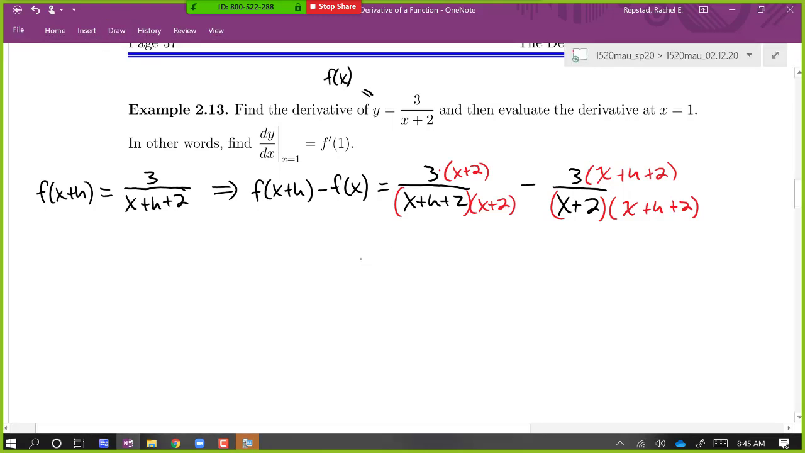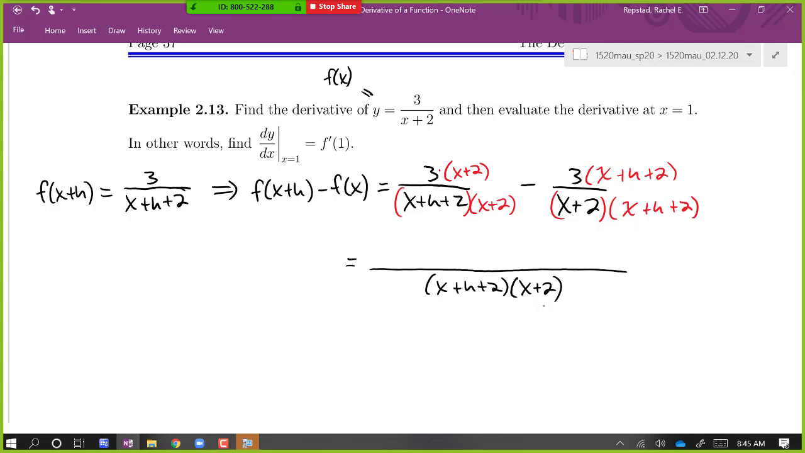I'm just going to bring that common denominator down, x plus h plus 2 times x plus 2. Now, this is kind of important here, or I think it is. That denominator is written as a product. Leave it. There's no reason that you have to multiply out the denominator. You can if you really want to, but it really just creates more work with no actual benefit. Up top, we have 3 times x plus 2 minus 3 times x plus h plus 2.